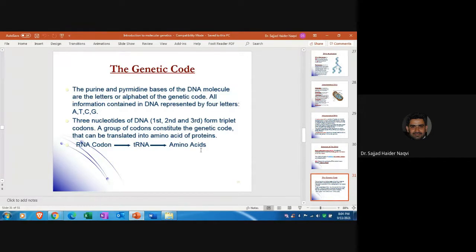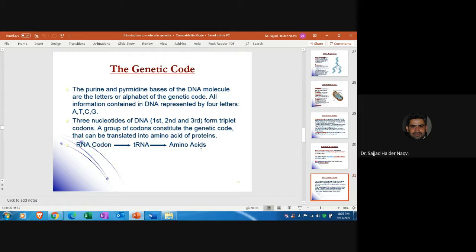So the combination of any three nucleotides will result in the formation of a genetic code. Let's say you have a long chain of DNA where you got A, T, C, G, A, T, C, G, repeated. Any three particular nucleotides will be referred to as a genetic code. In this case, the first three nucleotides, ATC, will comprise one genetic code, and that is also referred to as a codon.